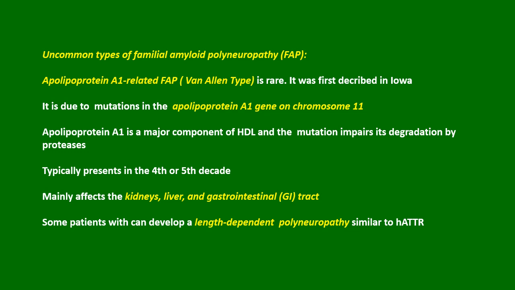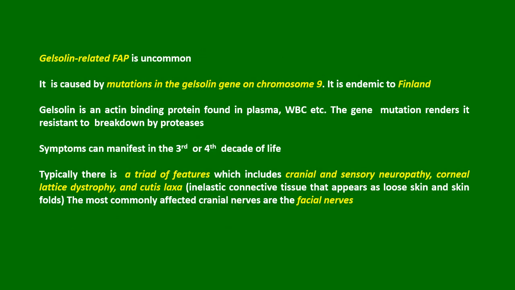Some patients can develop a length-dependent polyneuropathy, as in transthyretin amyloidosis. Gelsolin-related familial amyloid polyneuropathy is also uncommon. It is caused by mutations in the gelsolin gene on chromosome 9. It is endemic to Finland. Gelsolin is an actin-binding protein found in plasma and white cells. The gene mutation renders it resistant to breakdown by proteases.